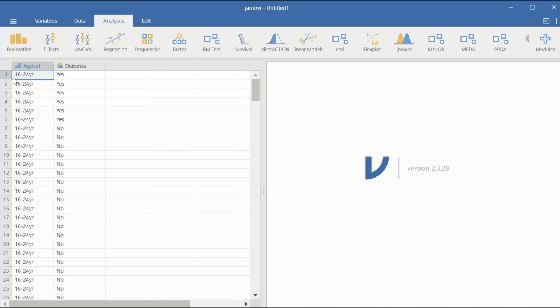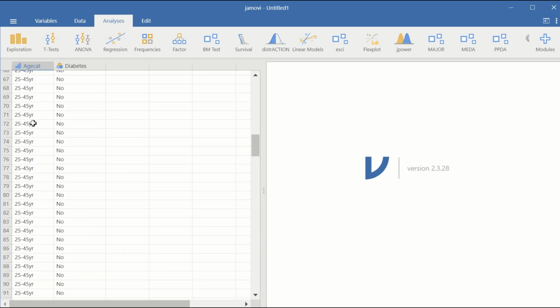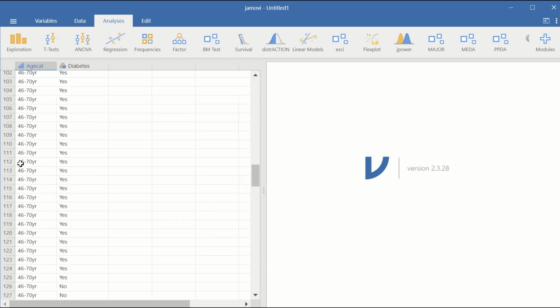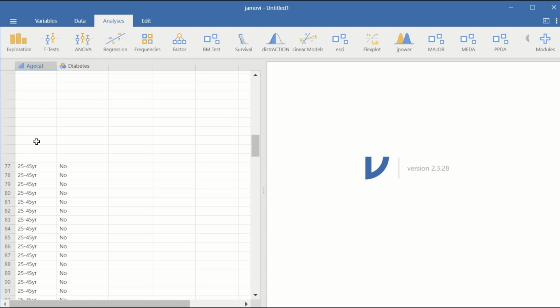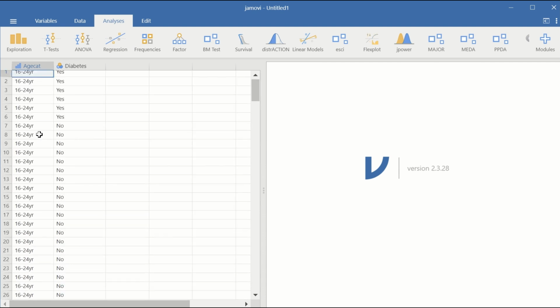The first category is from 16 years old to 24, the second category is from 25 to 45, the third one is from 46 to 70, and the fourth one is greater than 70 years old. So there are four categories here, youngest to oldest. Though it is age, it is in categories and there is order in it. So this is an ordinal variable. It is categorical, but more precisely ordinal, as it has order in it.